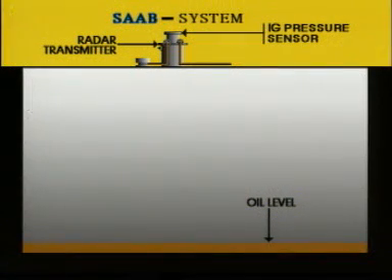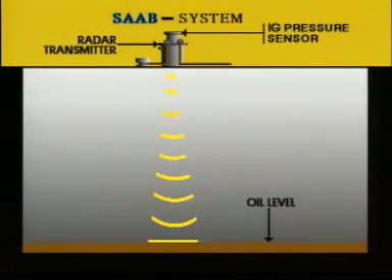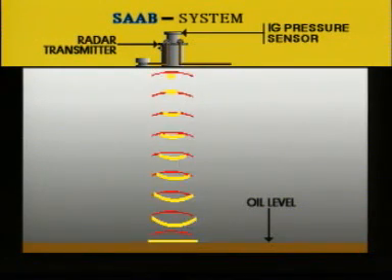In our vessel, each cargo tank has a Saab level transmitter which measures the ullage very accurately. Radar signals are sent down into the tank and reflect on the surface of the oil. The ullage is shown digitally in the cargo control room.